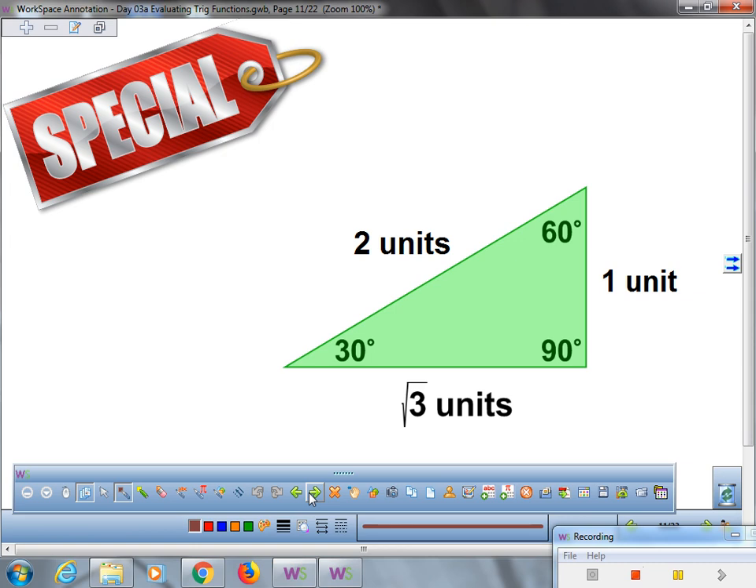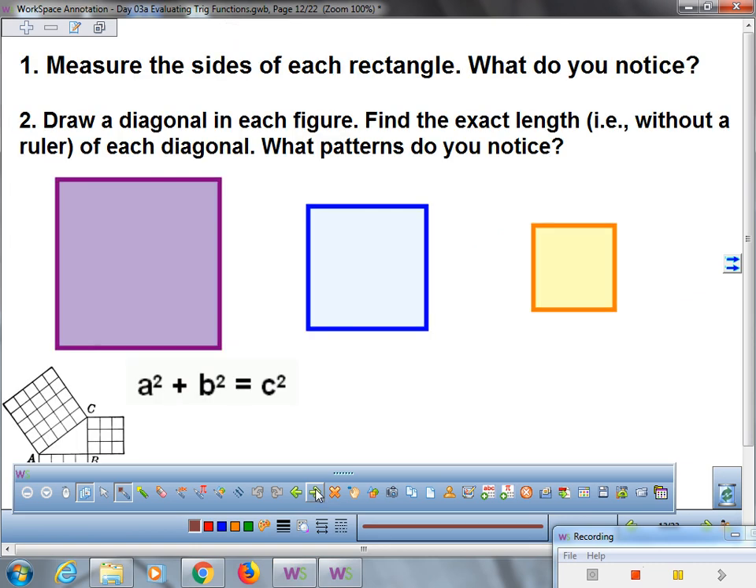So here's our first special triangle. Let's talk about our second special triangle. Alright, so originally I was going to have you cut out each of the rectangles. You're going to realize that they're not rectangles. They're in fact squares because they both have the same size sides.